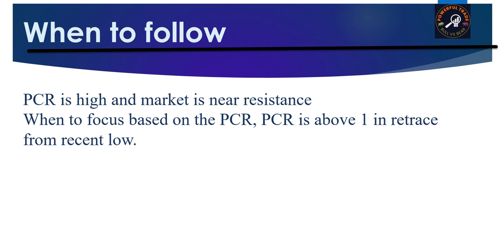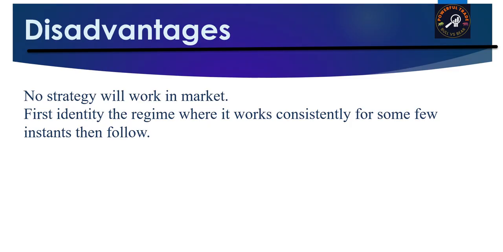If you see PCR is 1 and above in a retrace, because you have already seen a major trend line going downward, and then PCR is more than 1, that is the best place. You confirm the price action, and then you can go for maybe one more bigger trend downwards. Okay. And then what is the disadvantage in this PCR?